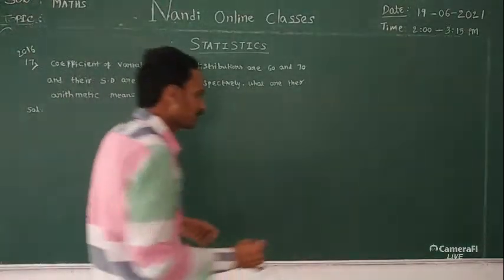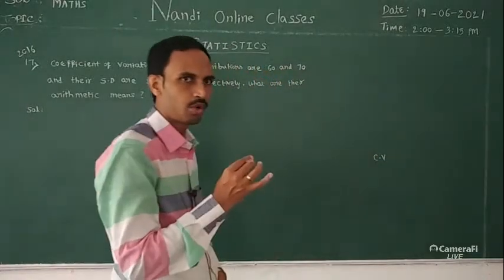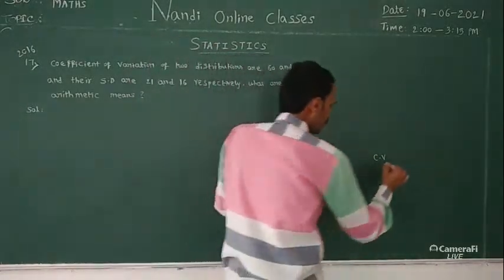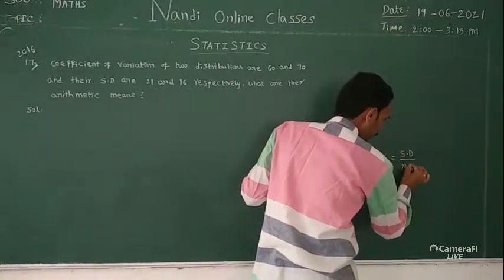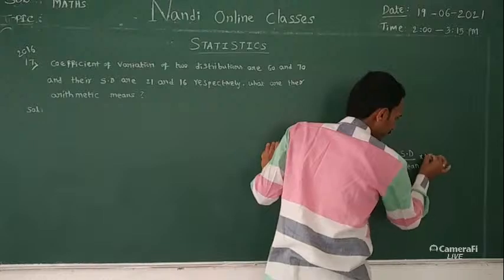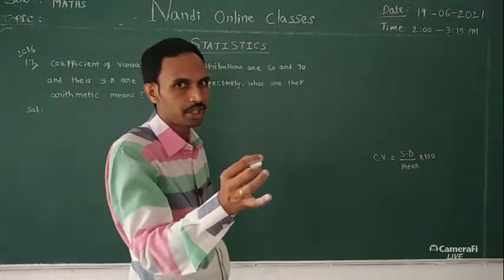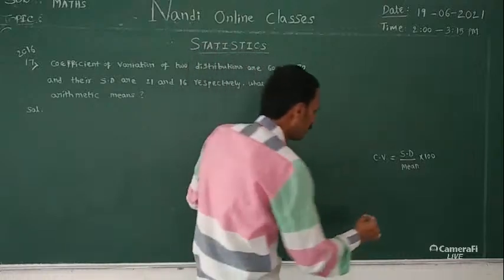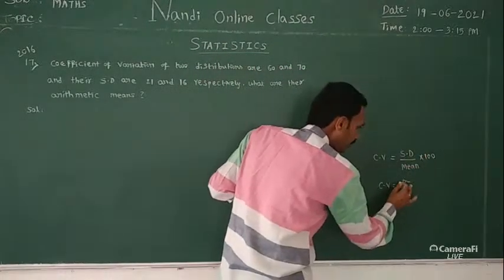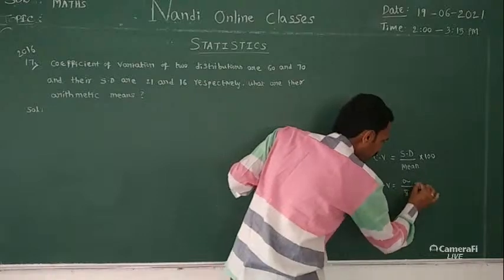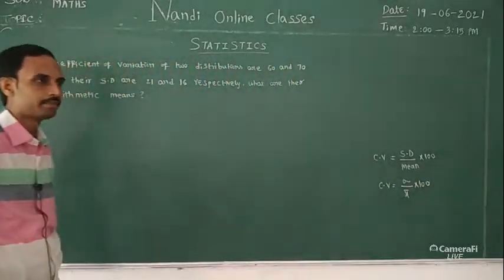So first of all, let us know what is coefficient of variation. The formula is standard deviation divided by mean into 100. That is the coefficient of variation formula. Or CV is equal to sigma, standard deviation denoted by sigma, mean denoted by x bar, into 100. That is sigma by x bar into 100.